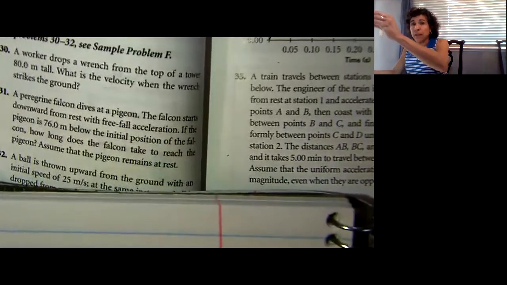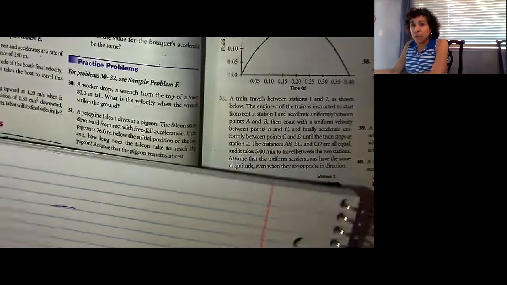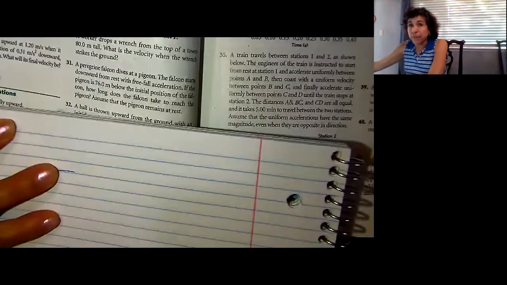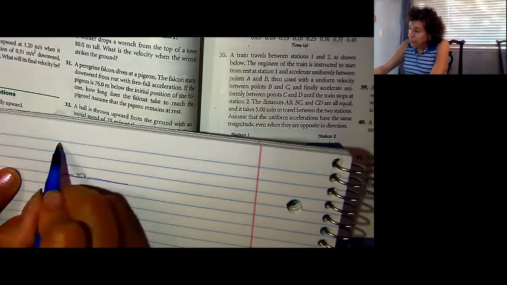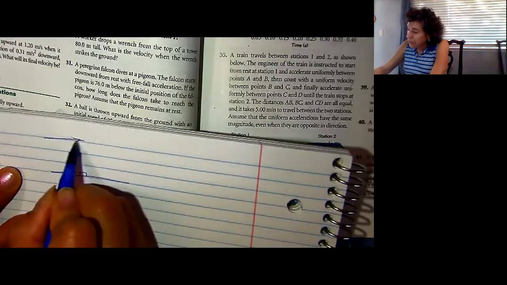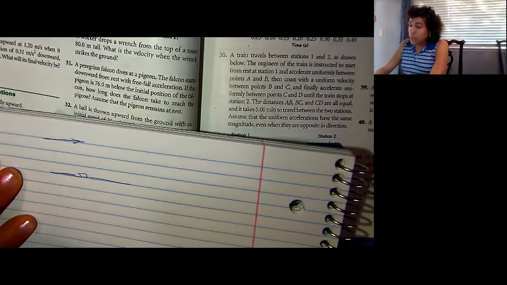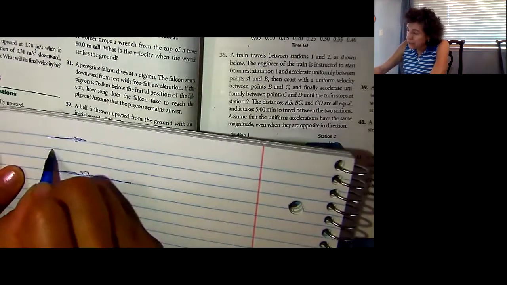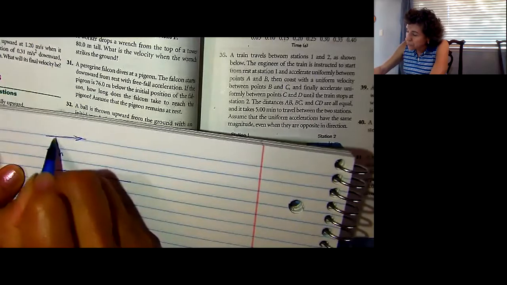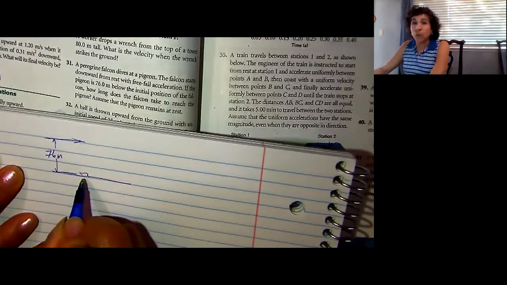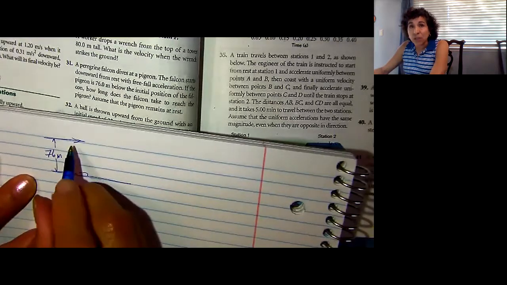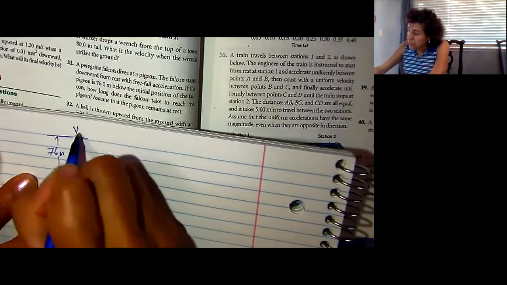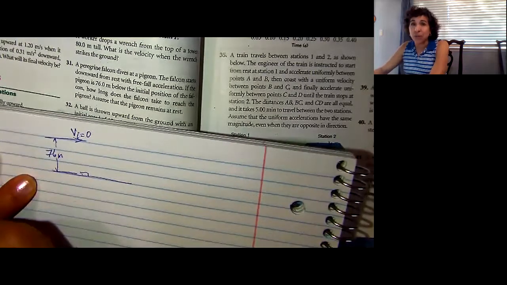Let me unzoom this now. Okay, so the pigeon is down at the ground. Down at the ground, I have this little pigeon. And up at the top, I have a falcon. Here's my falcon. So that's my falcon. And I know that he is, how far? He's 76 meters. So from the falcon to the pigeon is 76 meters. And it says that he starts from rest. Okay, if he starts from rest, then his initial velocity is 0.